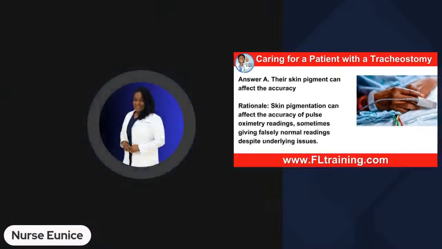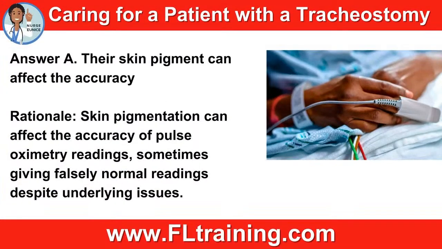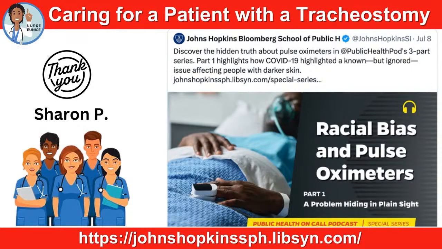And so whether your patient is African American, dark skinned Hispanic, dark skinned Asian, if they're still having difficulty breathing despite normal pulse ox readings, you need to get that nurse in the room because more than likely there is an issue. And so, Johns Hopkins University, the School of Public Health, at the very bottom of the screen, there's a website you can go to.